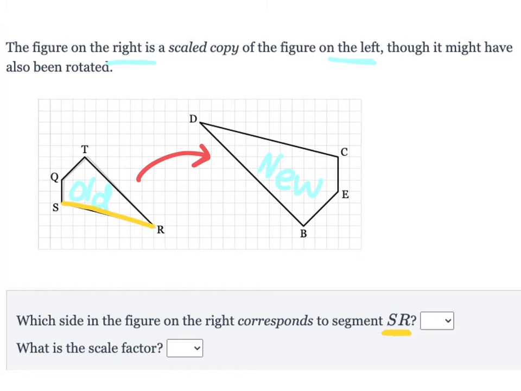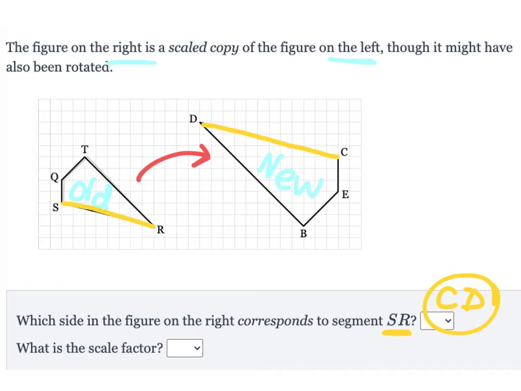So if I imagine this kind of flipping back into place, I would say that S to R corresponds with C to D. So we have to flip that one to make sure that it would match up. Now let's find the scale factor.